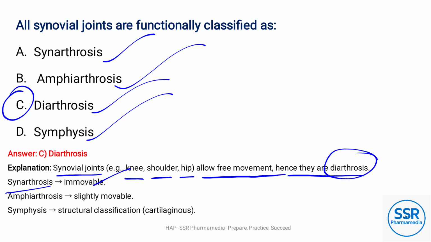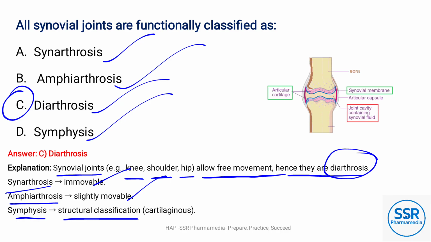Synarthrosis is immovable, for example skull sutures. Amphiarthrosis is a slightly movable joint. Symphysis is structurally classified as cartilaginous. Synovial has a joint cavity containing synovial fluid, and it has a synovial membrane.